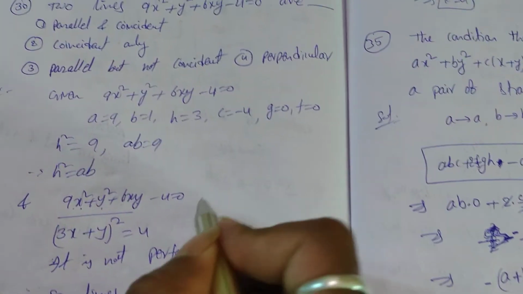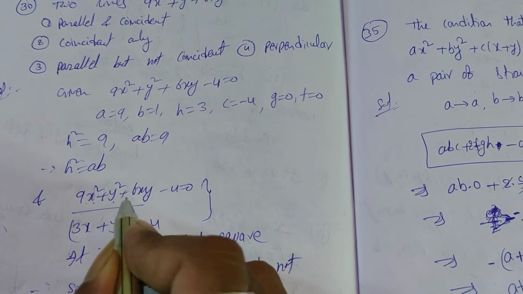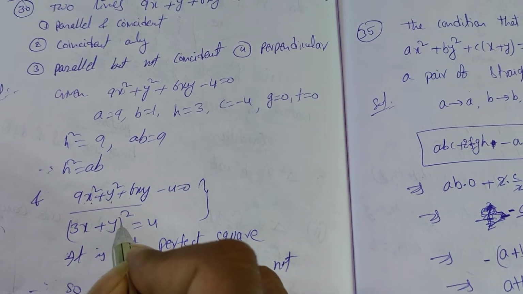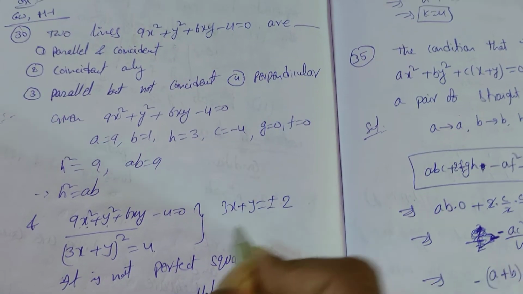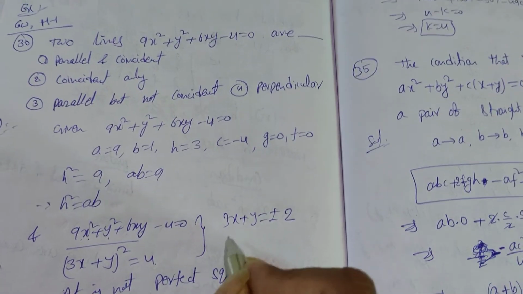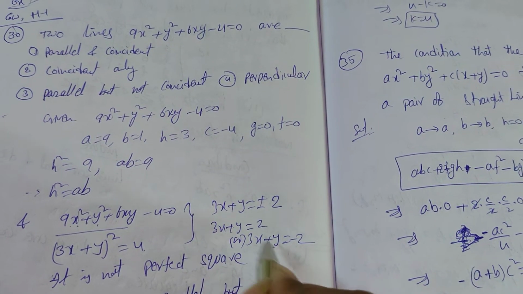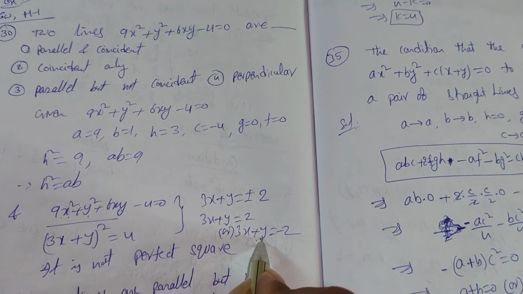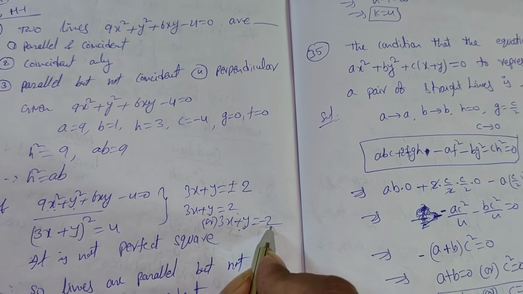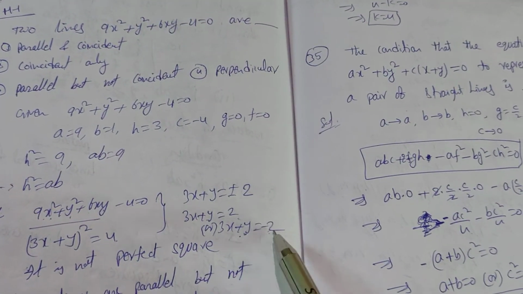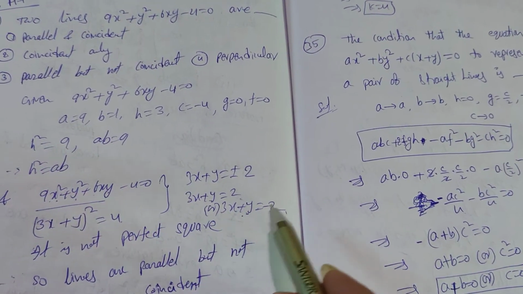In other words, if you do like this, already we found 3x + y. Directly if you come to this problem, 9x² + y² + 6xy − 4 = 0, you can write (3x + y)² = 4. So 3x + y = ±2, actually root 4 you get, so plus or minus 2. One is 3x + y = 2 and another one is 3x + y = −2. These two are parallel lines but not coincident lines. Coincident means we have to get the same answer; here also we should get 2. So these are not coincident, only parallel lines. Only constants are different. Okay. Like that also we can do this problem.